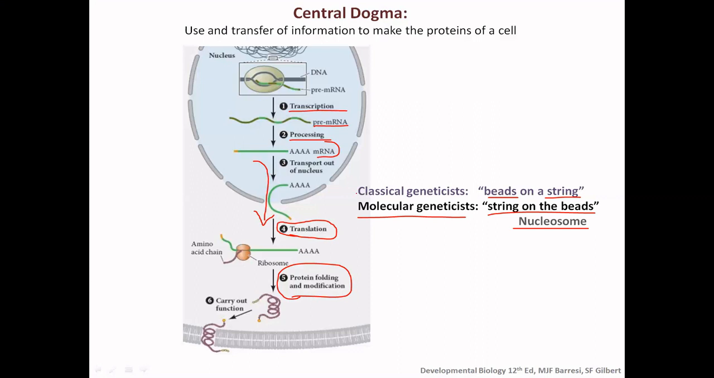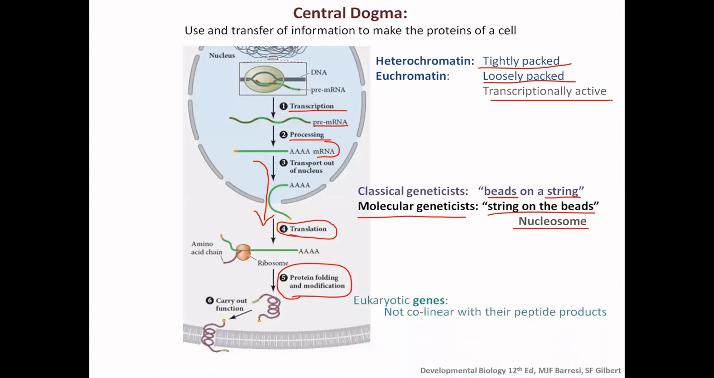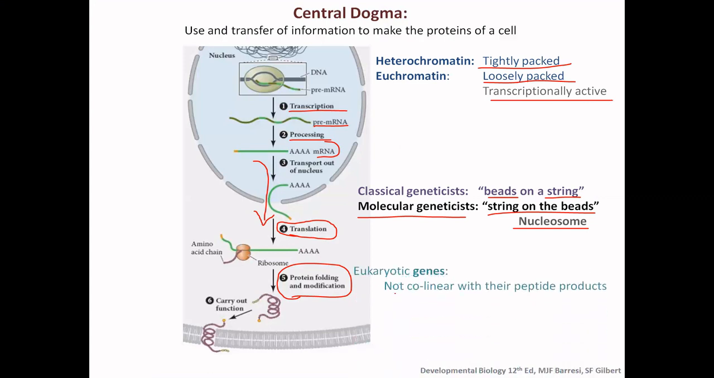But according to classical genetics, genes are the small portions of the locus in the chromosome that are responsible for each trait. Next, when you go to the chromosome, the heterochromatin, or dark stained chromosome, is tightly packed, and the euchromatin is loosely packed and transcriptionally active. Then eukaryotic genes, unlike prokaryotic genes, are not collinear with their peptide products. So that we are going to discuss.